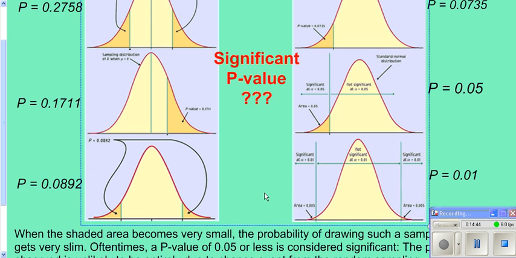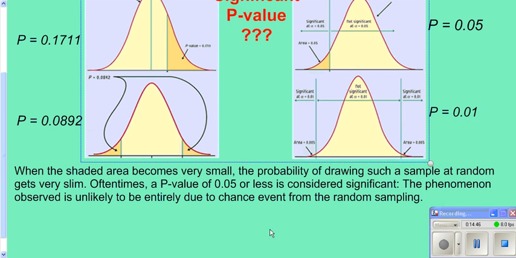So how small do we want? Well, typically we want to be at 0.05, 5% or smaller. Now, 5% is not necessarily a hard cutoff number, but it's typically used.